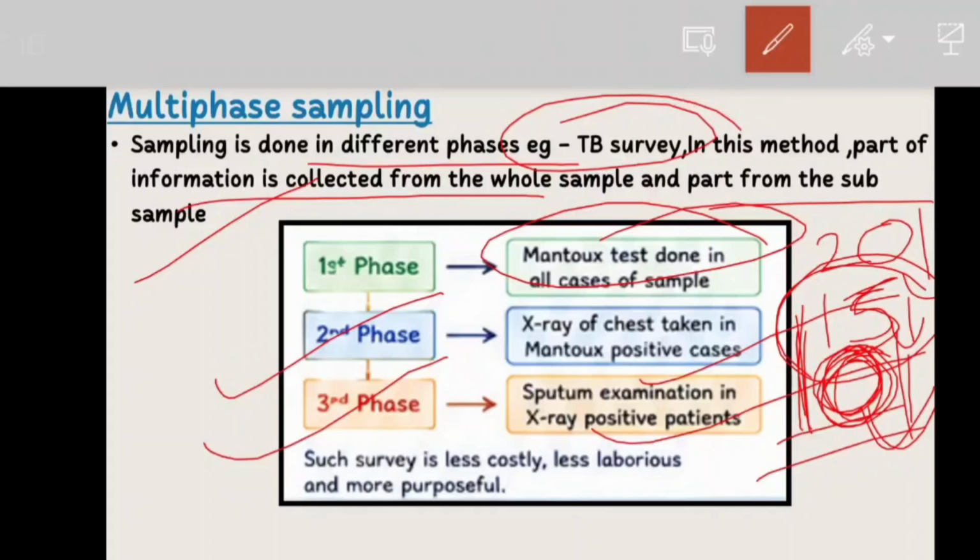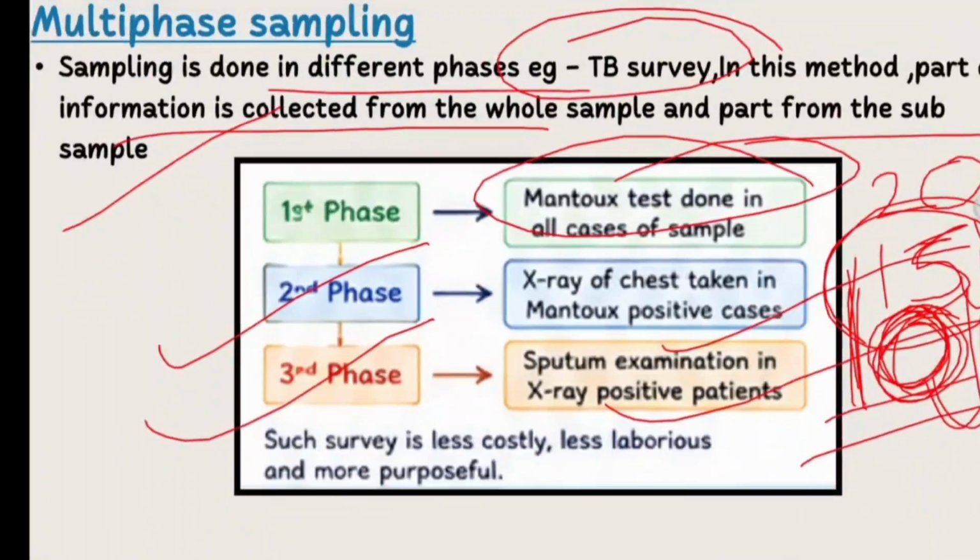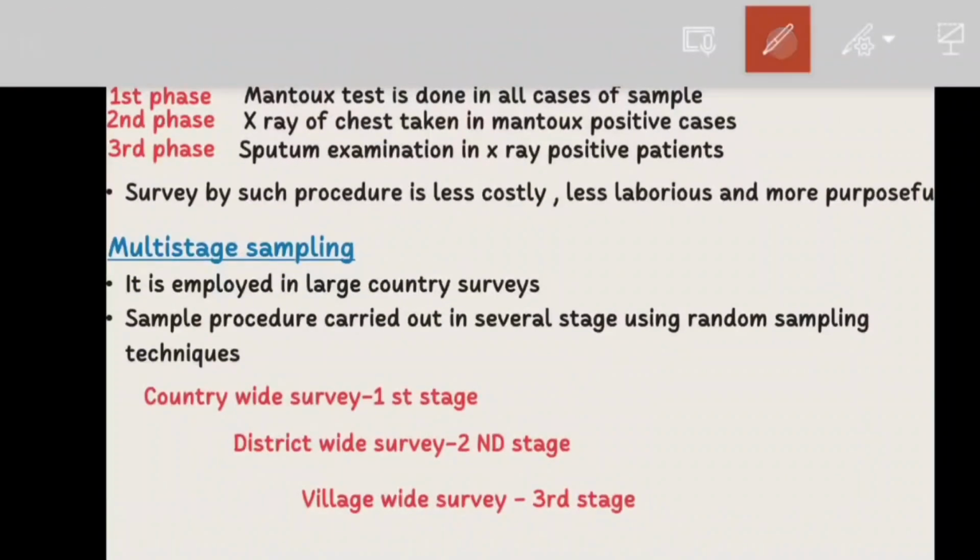Okay, so this procedure is much less costly, less laborious, and more purposeful. So a question for you: if testing is done in different phases, is it simple random sampling? The answer is no, it is multiphase sampling. Okay, so here the survey procedure is less costly, less laborious, and more purposeful.